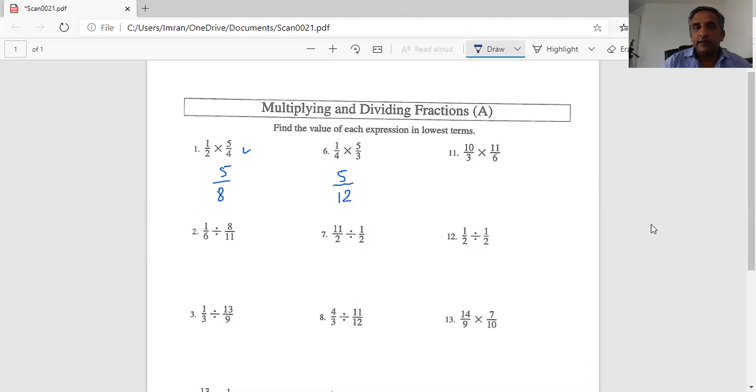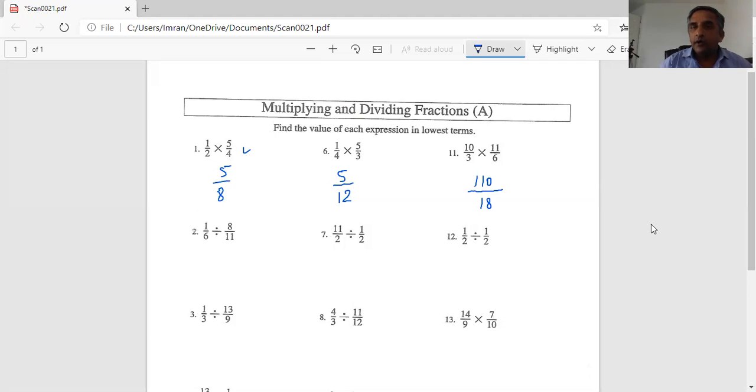Very easy, simple answer. Now here 10 times 11 is 110. And then we multiply the bottom ones. So 3 times 6 is 18. Okay, this is one answer, but this is not the final answer because you see 110 and 18, we can still cancel them. We can still divide both of them.